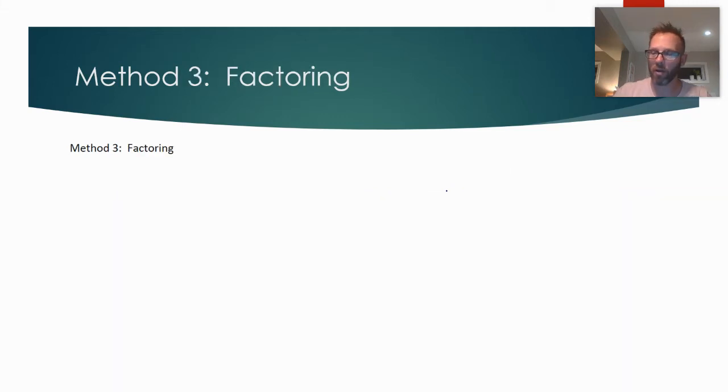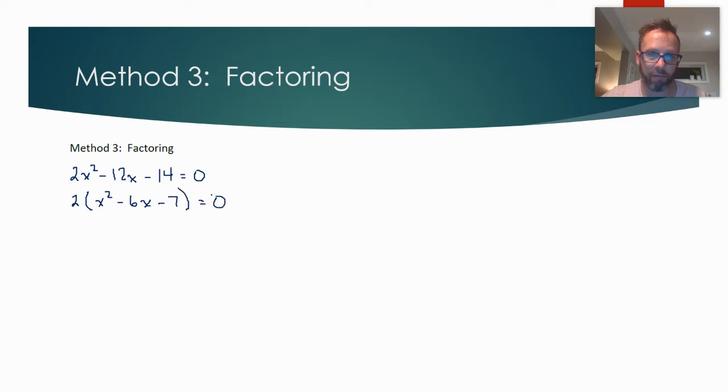We can solve this equation by factoring. So the equation was, again, 2x squared minus 12x minus 14 equals 0. So let's apply our factoring strategies that we reviewed earlier. Can I common factor this expression? Yes, I can. Every number here is divisible by 2. So 2 times (x squared minus 6x minus 7) equals 0.